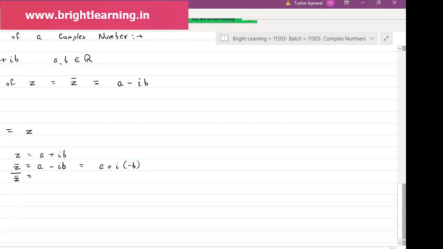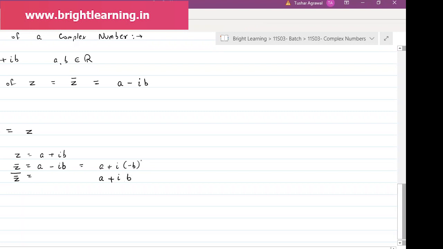So whatever my complex number is, its real part I will keep as it is. And the imaginary part, what is the imaginary part? The imaginary part is negative b. So we have to take the additive inverse of negative b. And the additive inverse of negative b is b. Do you agree with me?